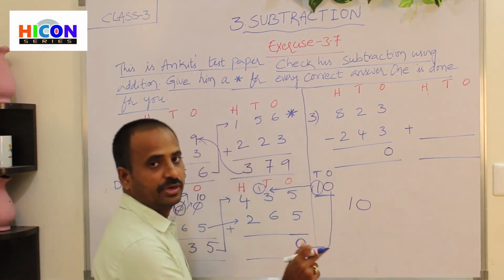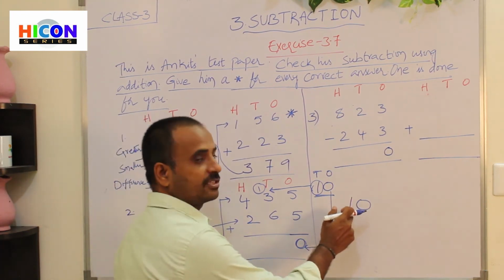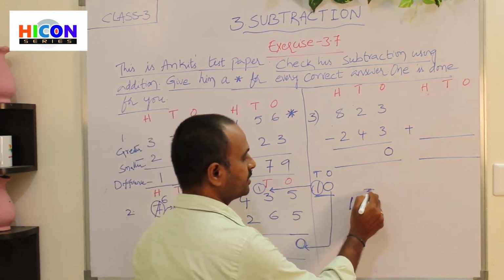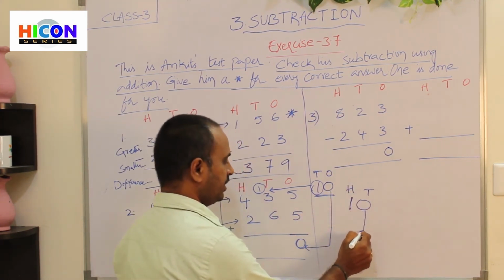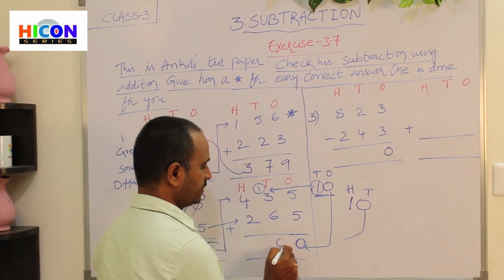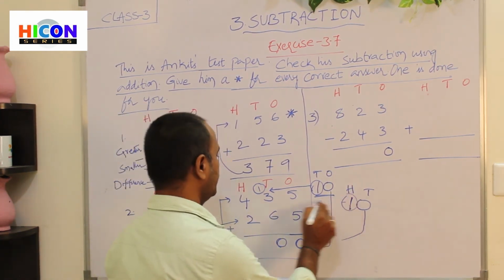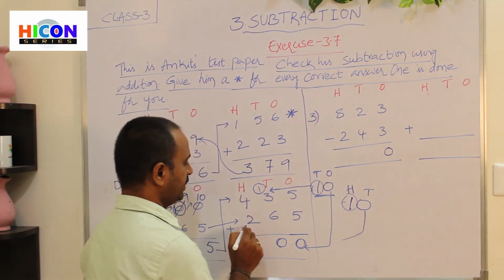But the sum has 2 digits. If the sum has 2 digits, carry the tens digit to the next place. So here, this is the tens place, this is the hundreds place. So write 0 in tens place, and carry 1 to the hundreds place.